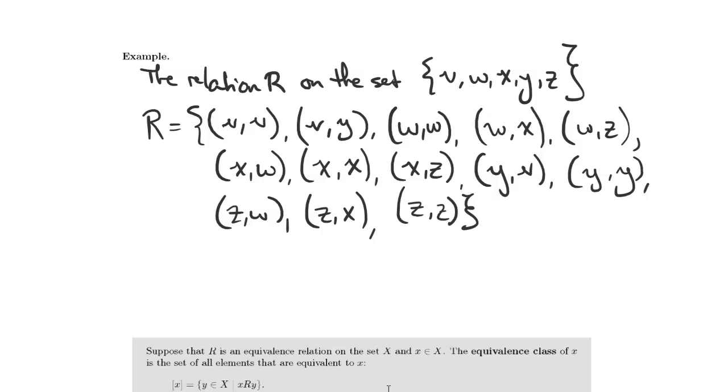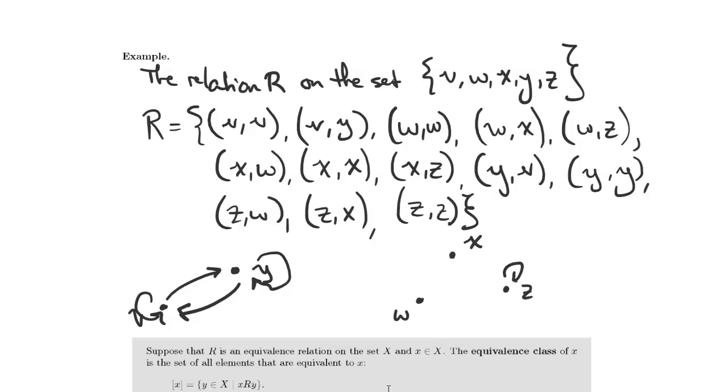We can diagram this relation with this digraph. V and Y are related to each other, and they're each related to themselves. W, X, and Z are also all related to each other and also themselves. So what we notice when we do the digraph for an equivalence relation is that the equivalence relation partitions our set into these sort of islands, right? Nothing from the V and Y part is going to reach the W, X, Z part and vice versa.